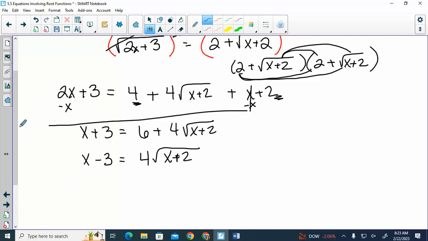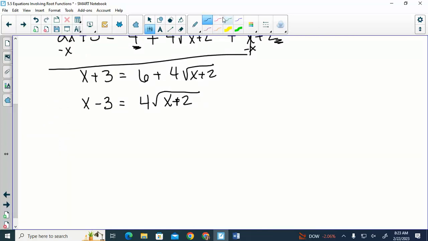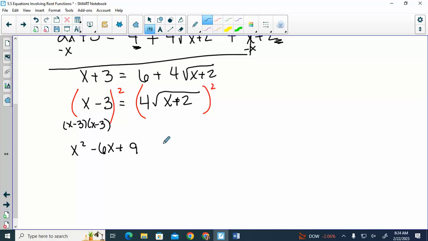Alright, now this is like a problem that we've done before. So we square each side. Will I have to FOIL on the right hand side this time? No. The left we FOIL, the right we don't have to because it's one term. So x minus 3 times x minus 3 gets x squared minus 3x minus 3x is minus 6x plus 9.